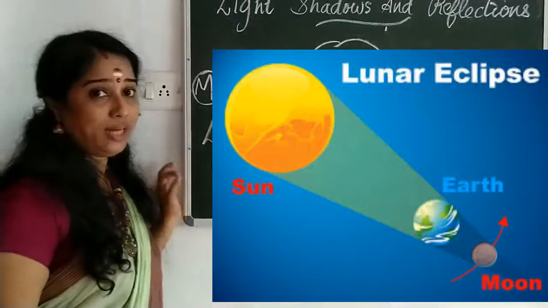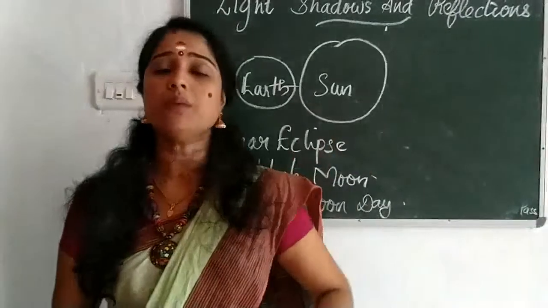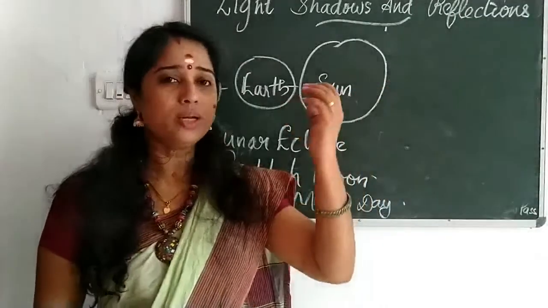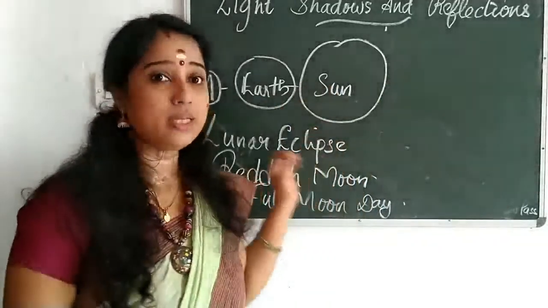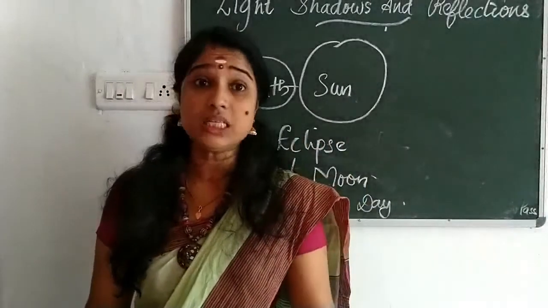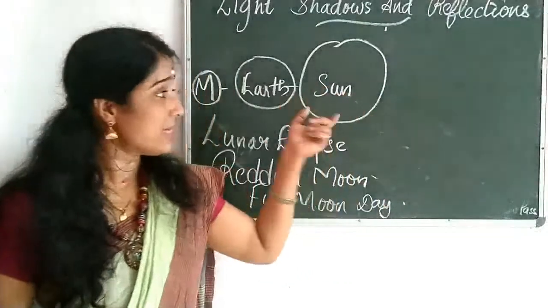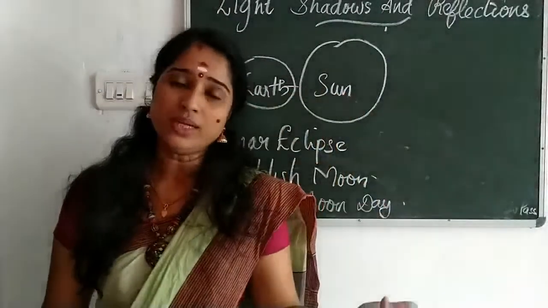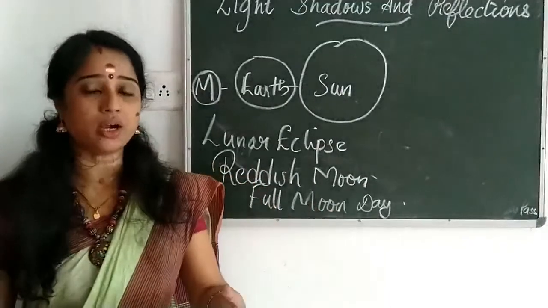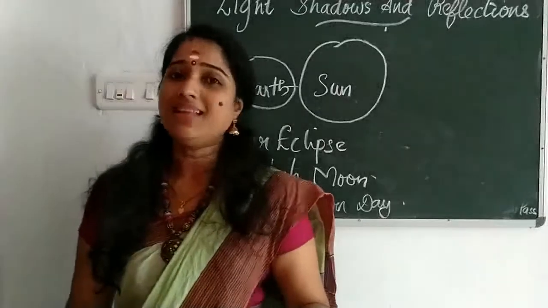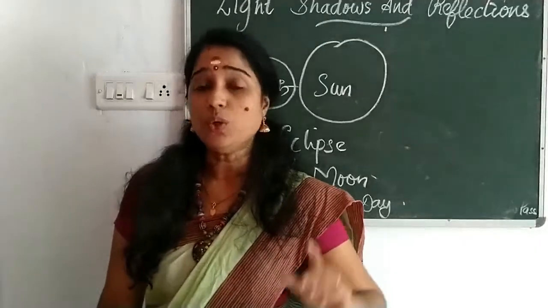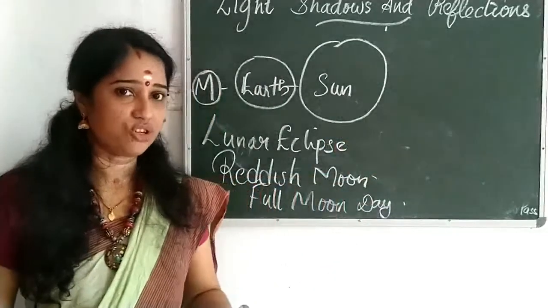Full moon day. What happens that day? Yes, at that time the earth comes in the center of the sun and the moon. In size, the sun is the biggest one, the earth is comparatively smaller, and the moon is the smallest. So when the earth comes in the center, as earth is an opaque object, it doesn't allow the sun's light to fall on the moon. Then the moon cannot appear bright. Instead, we can see a reddish moon. And that is known as what? Lunar eclipse. Clear?